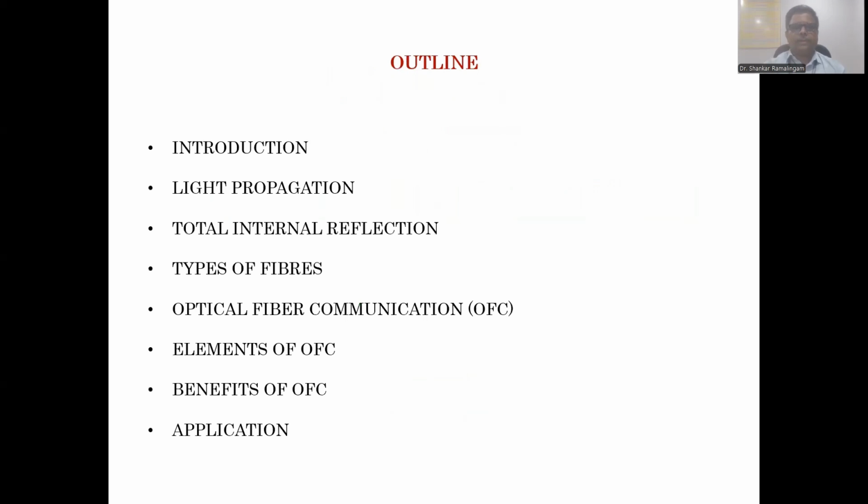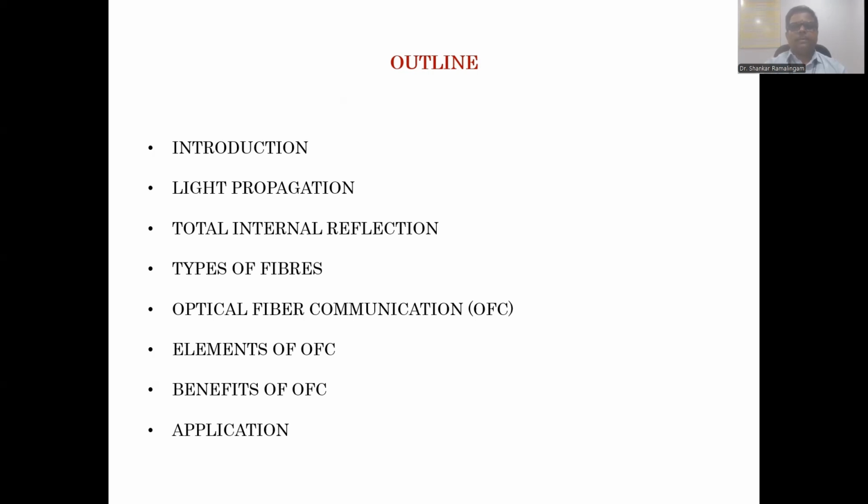Before we get into the details of optical fiber communication, let us have an outline of this presentation. This presentation has an introduction where we will know what is optical fiber communication. Next to that, we shall see a detailed discussion on light propagation in optical fiber communication, where we will be knowing what is total internal reflection. Next to that, we'll see various types of fibers that are being used in optical fiber communication and in what way we are going to have wave propagation inside our optical fiber.